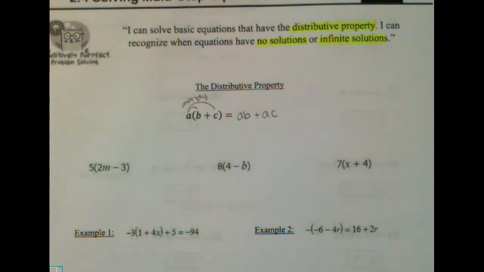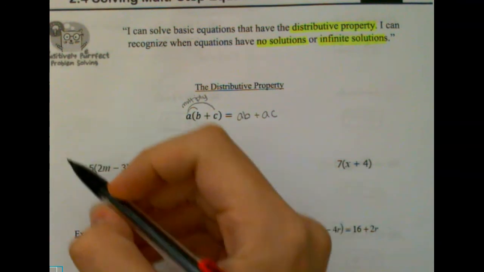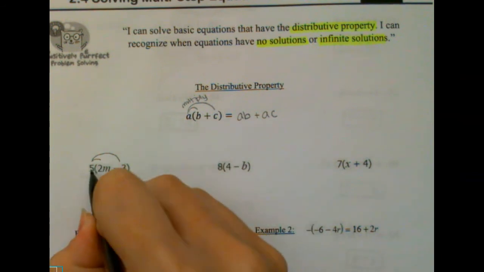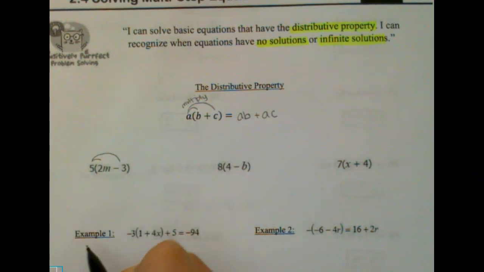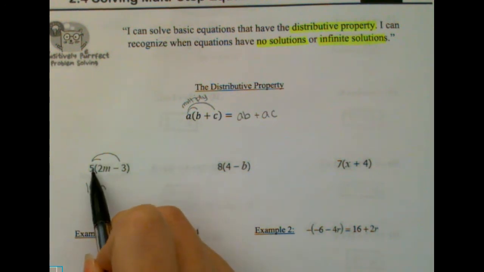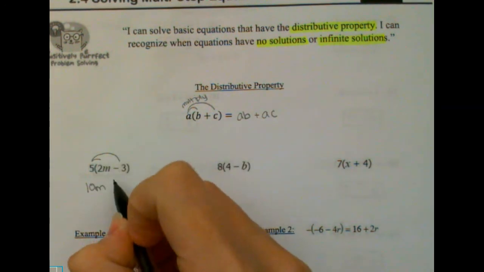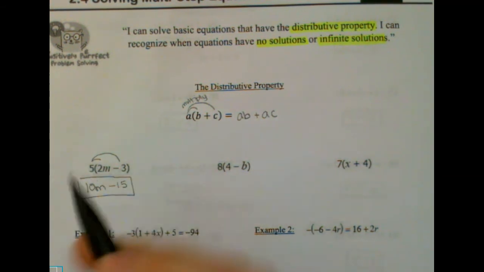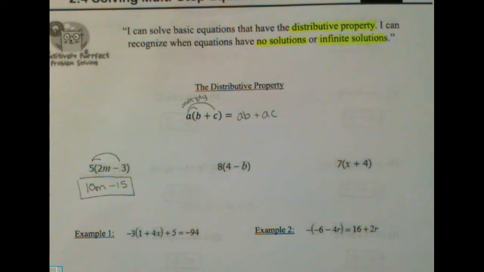So that's your basic definition of the distributive property. How does that look when we actually put in numbers? So let's look at this first example. If I distribute the 5 to both of these inside, I'm going to do 5 times 2m, which is going to give me 10m. And then I'm going to do 5 times negative 3, which is going to give me negative 15. Okay, so I'm just distributing that out. And we don't have any equal signs right now. There's no solving yet. I'm just showing you the basics of distributive property.